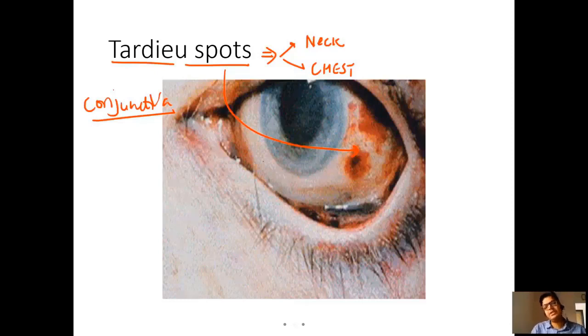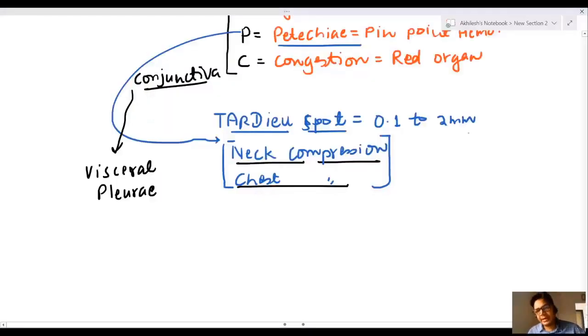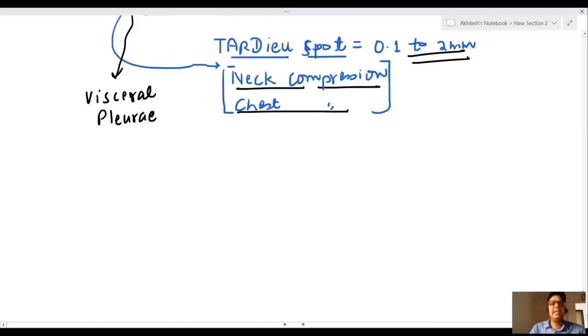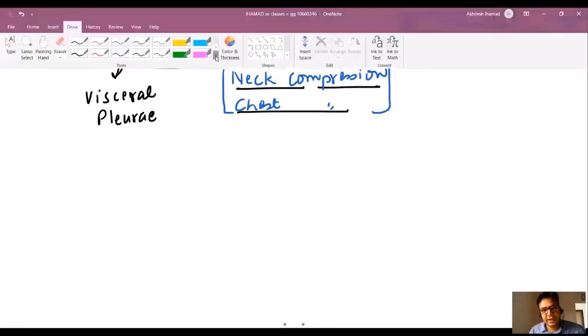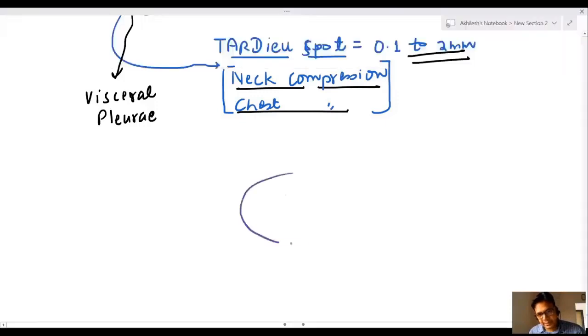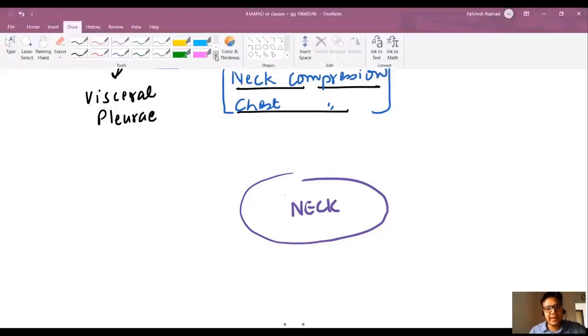This question comes. Tardieu spots are petechial hemorrhages. These are seen in neck and chest compression. Visceral pleura and conjunctiva are the common sites. Now, surrounding the neck. This is your neck. Surrounding the neck, you have 4 vital structures. In front, you have trachea.